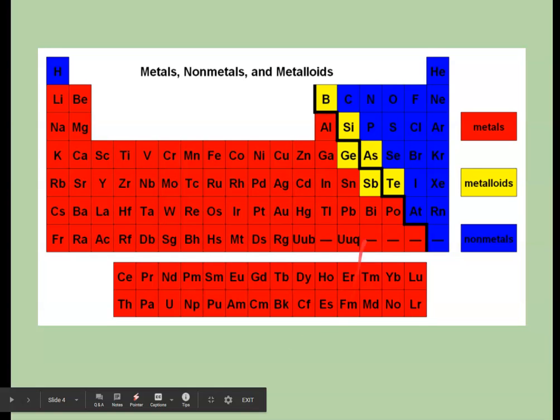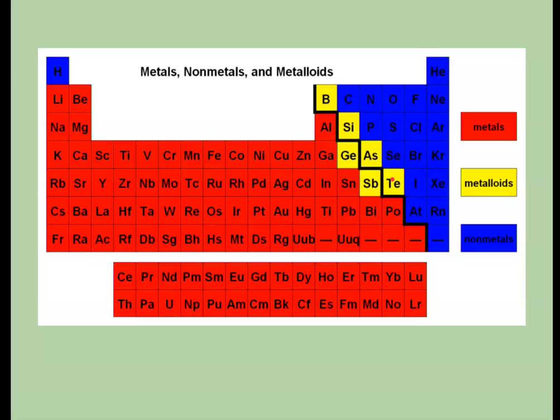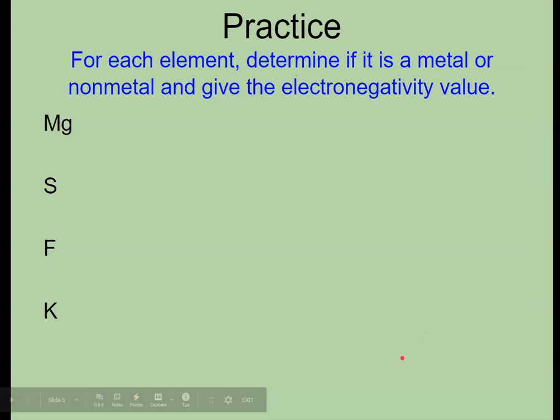So we're going to use those electronegativity values, and we're going to use differentiating between a metal and a non-metal. For this, the metalloids, the yellow ones in here, we're not going to worry too much about those. Those are elements that kind of have both properties of metals and non-metals. Just remember, if it's on one side of the line or the other, that's what we use to determine if it's a metal or a non-metal.